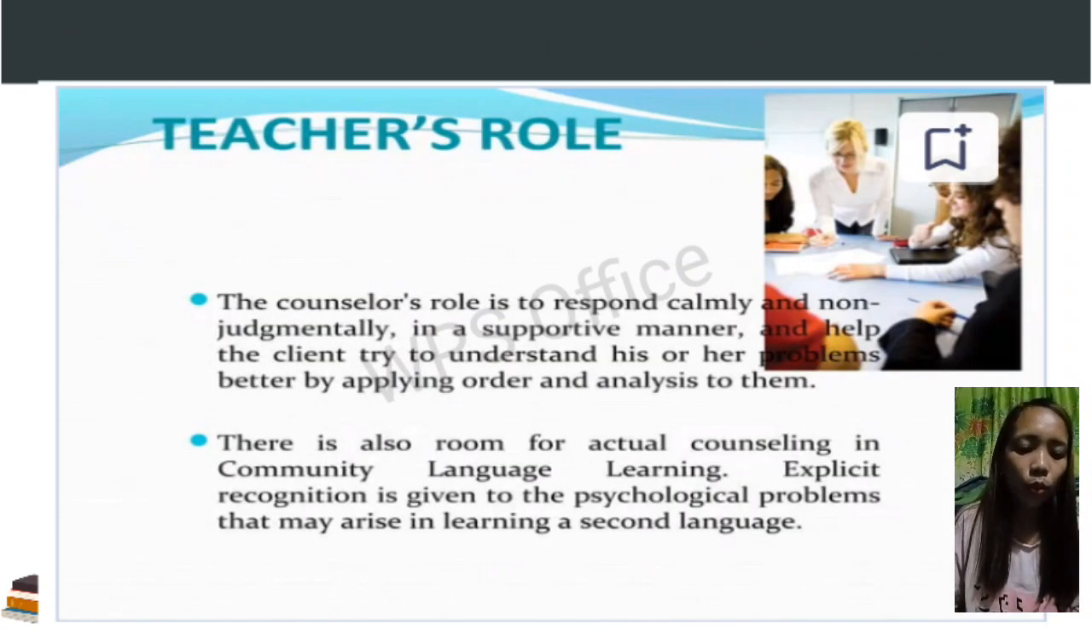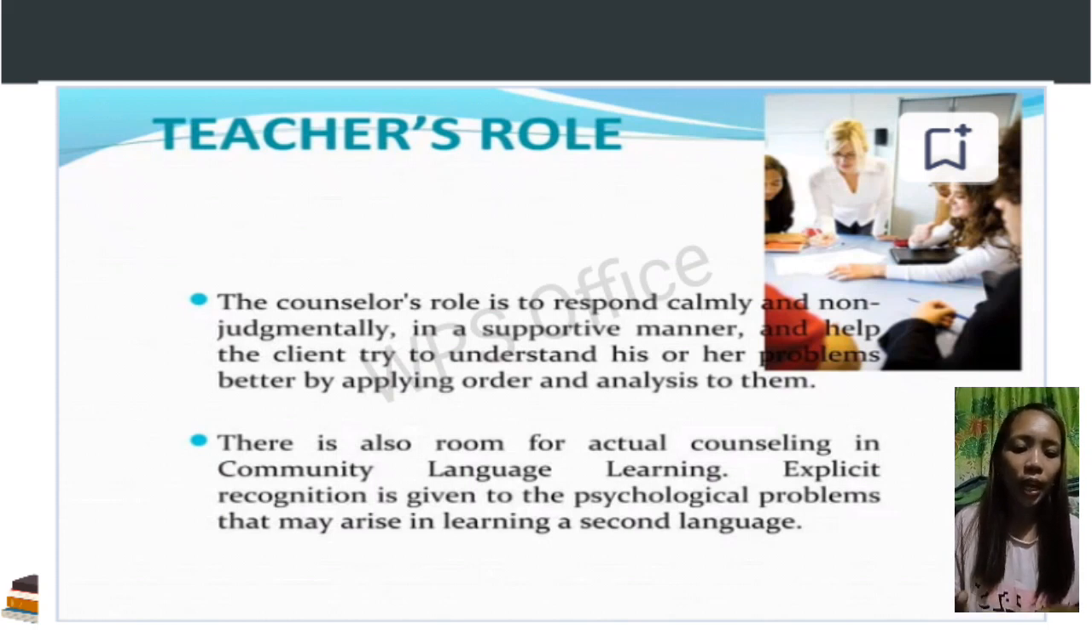So for the teacher's role, the counselor's role or the teacher's role is to respond calmly and non-judgmentally. So as counselors, no, the teacher here is the counselor. So the teacher will respond to the students' questions or other mga clarifications of the students calmly and non-judgmentally. So you're not going to judge that certain student if they don't know how to speak English, if they're going to speak more in their first language. So you need to have this calm response to those students.